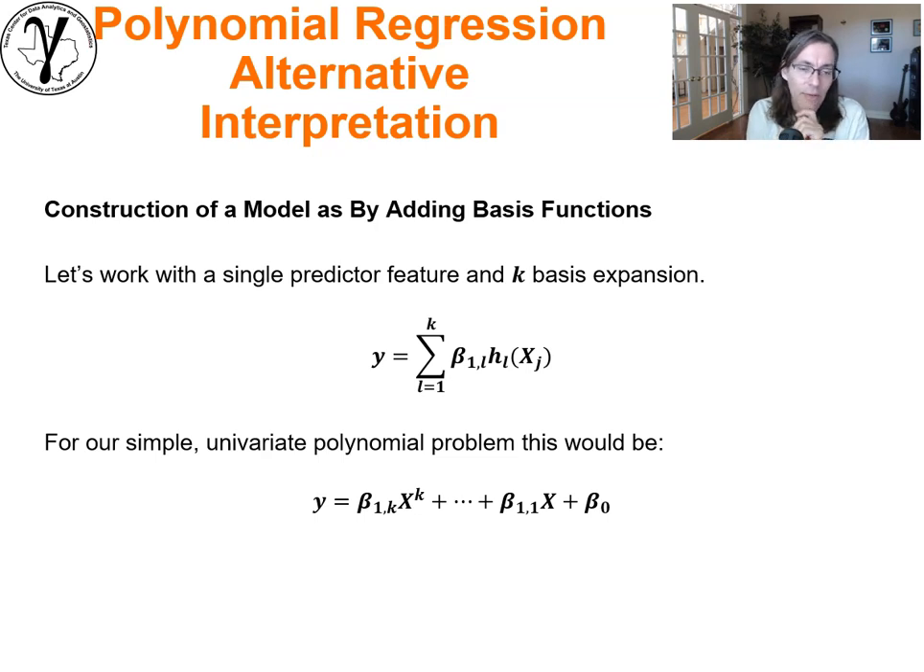This is the idea, because if you look at the model, for each of the predictor features, we're taking a weighted combination of these nonlinear transforms. And so if you were to work with a single predictor feature and then have k basis expansion, what we're really doing is building a model by taking those nonlinear transforms of the original feature, second order, third order, and so forth, and we're building an additive model. We're adding them together, and that's cool.